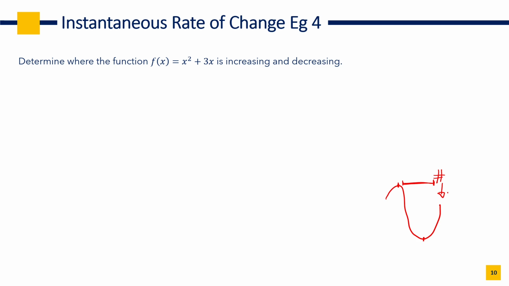So the one that we're investigating is just that kind of situation. We're only going to have 2 points. We're going to have one side increasing and one side decreasing.